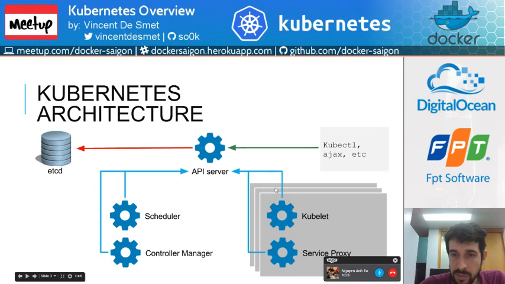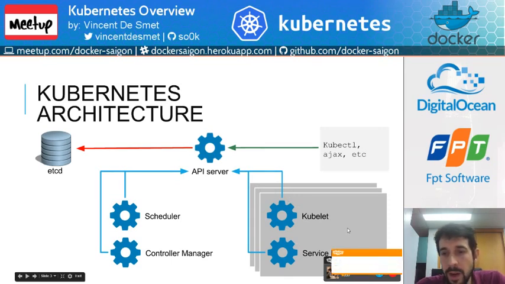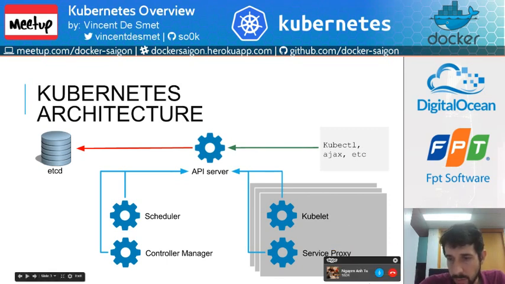Finally, we have 2 more binaries running on the nodes. These gray squares on the right represent our nodes for the cluster, and in there we have a kubelet and a service proxy.